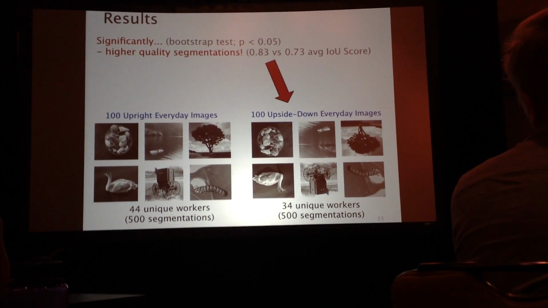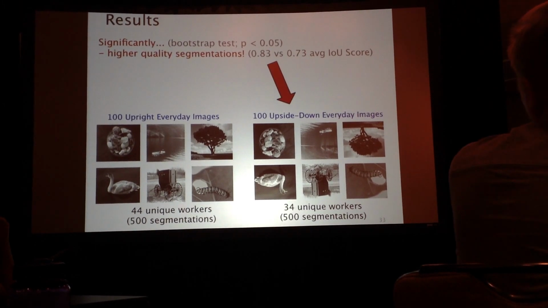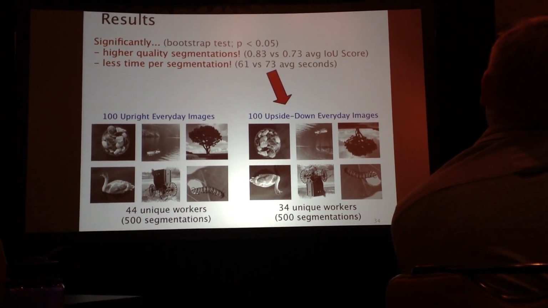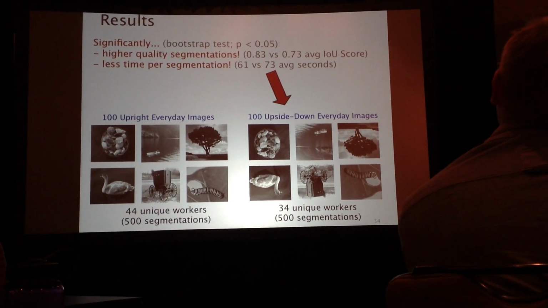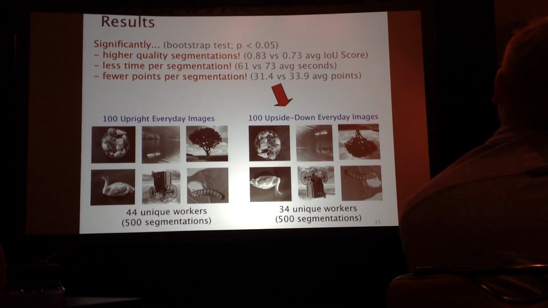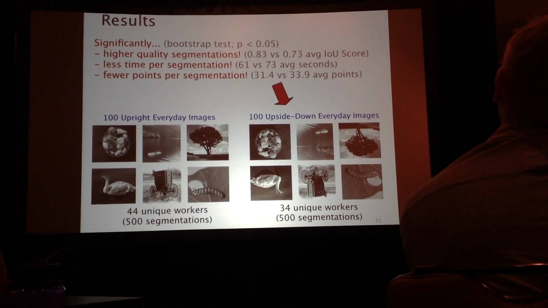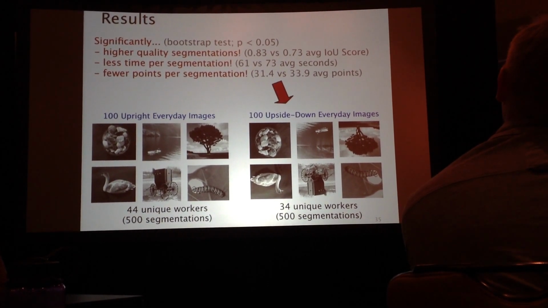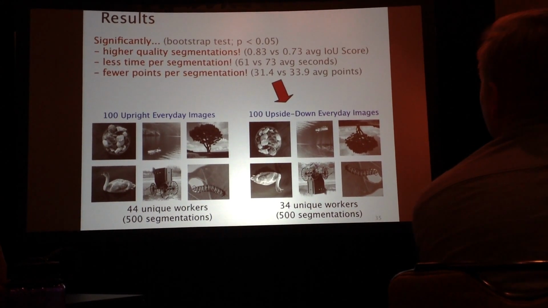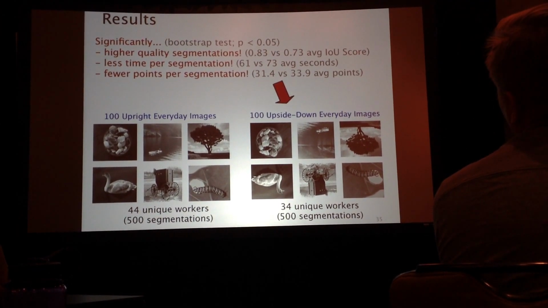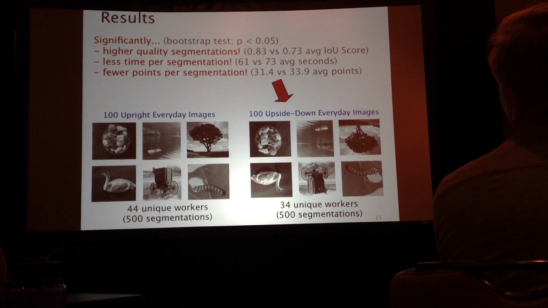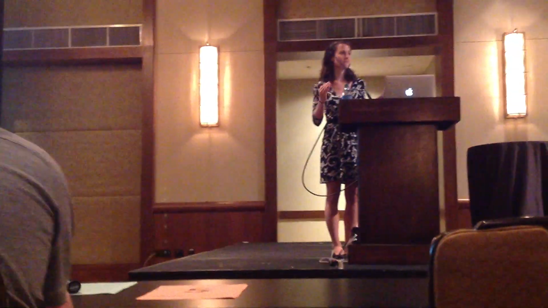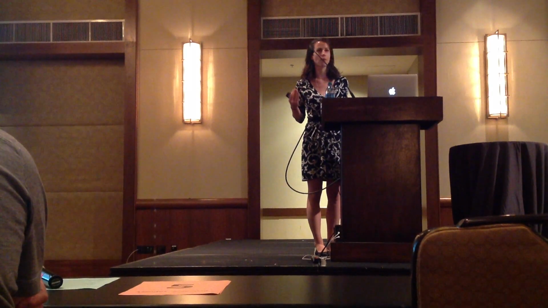We observed significantly higher quality segmentations. In addition, we observed that the crowd workers took less time per segmentation, and they also used fewer points per segmentation. So what we hypothesize is that the actual act of recognizing the content is introducing extra mental processing that is causing people to take longer, and also perhaps causing them to bring more incomplete opinions because they're thinking more about what they're doing.